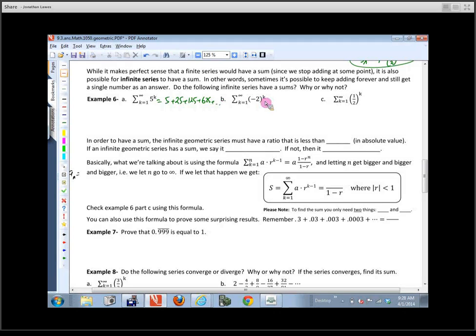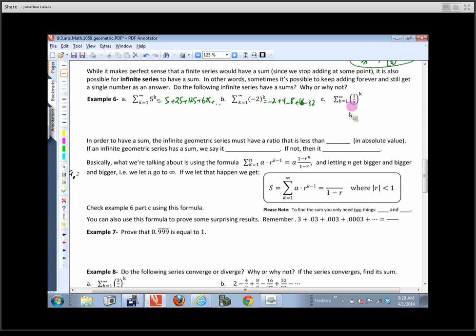How about this one right here? If I plug in a 1, I get a -2. If I plug in a 2, I get a 4. Then I subtract 8. Then I add 16. Then I subtract 32, and so forth. Are we going to be able to take those and say, you know what, this adds up to this particular number right here? Not on that either.